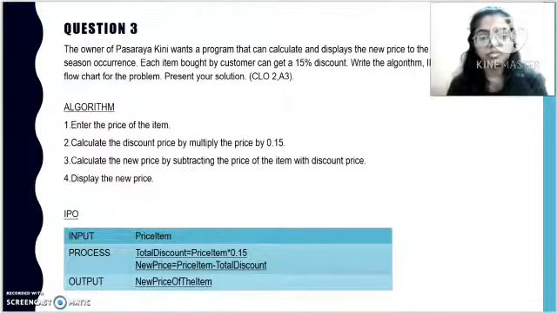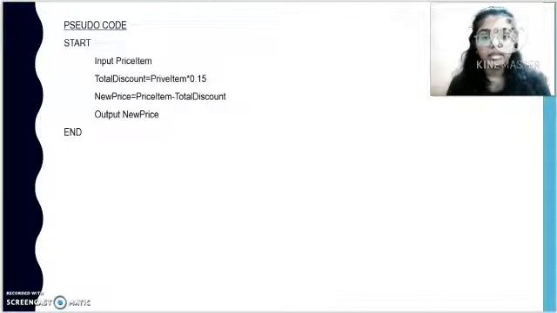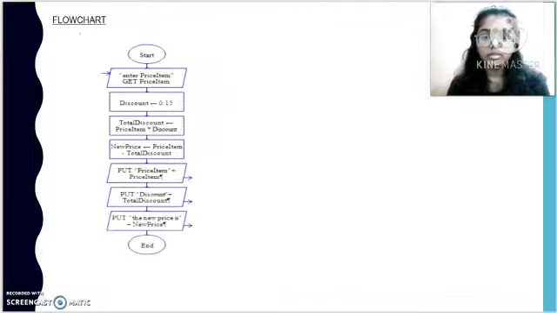Same goes to the input process output, and this is the pseudocode, and this is the flow chart. So first you have to set the discount, how much is the discount, then after that the program runs according to the discount. Thank you.